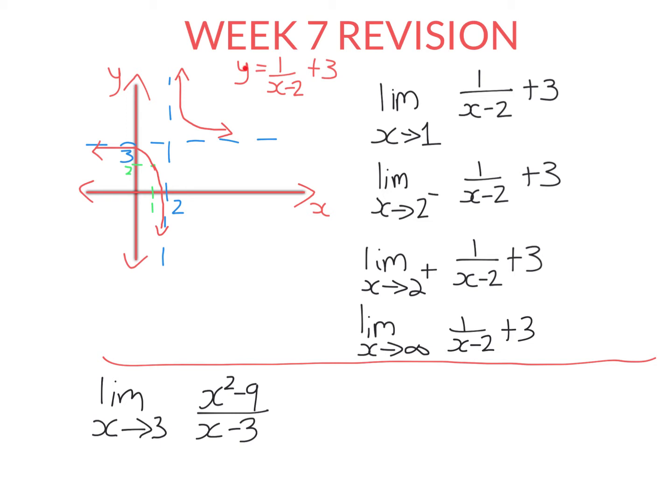So I've drawn the graph of this function, y equals 1 on x minus 2, plus 3. What happens to the value of this function as x approaches 1? Well, you can see as x gets closer and closer to 1, y gets closer and closer to 2. This is a really simple limit. To evaluate it, we could just substitute x equals 1 into this equation.